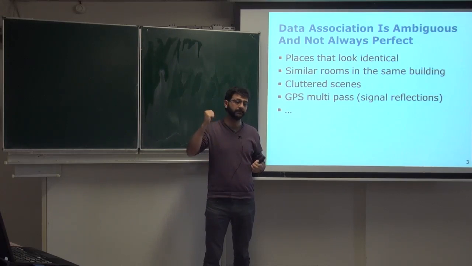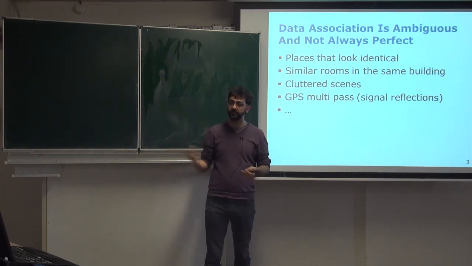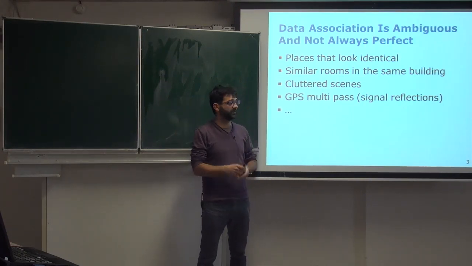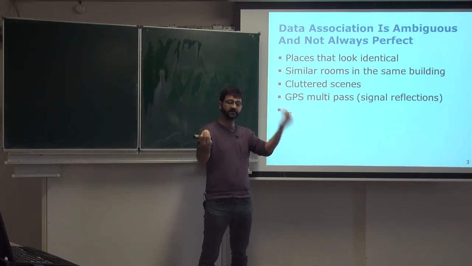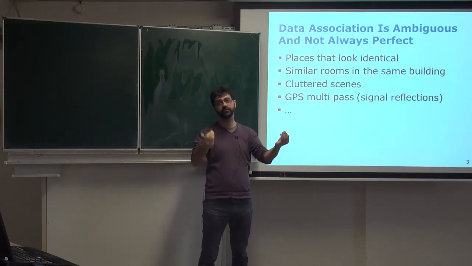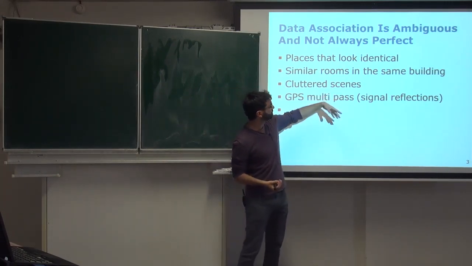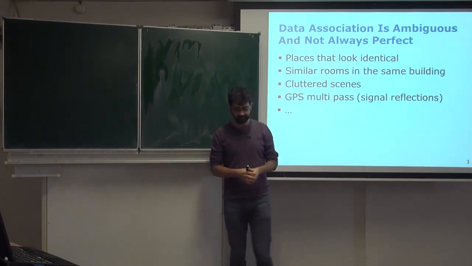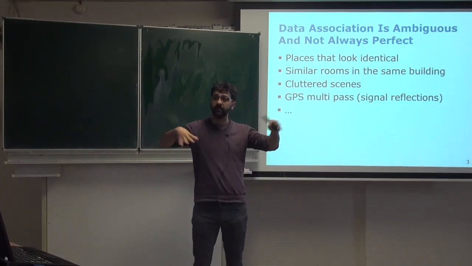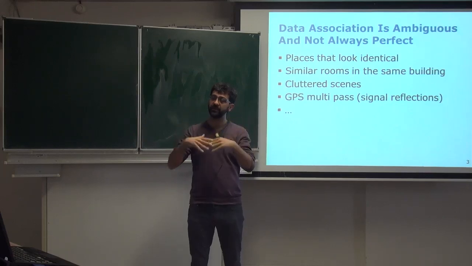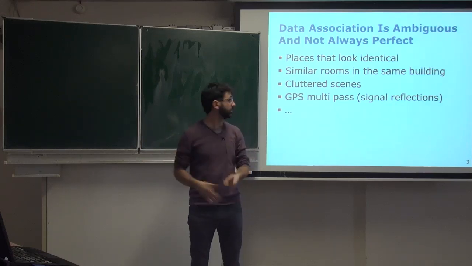Imagine a building in 3D where each floor looks the same, or like a hospital where you have those corridors and different rooms that all look the same. So it's hard to say this place is exactly this one, but you can more likely say this place might be A, B, C, or D. Other problems are cluttered scenes where you have a lot of things around, so it's very hard to understand if these two places are actually the same or not.